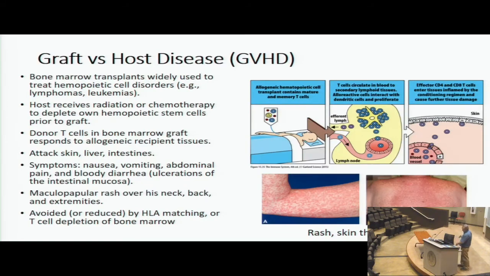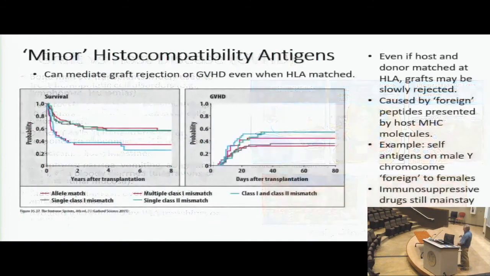Again, of course, we want to try and avoid this by HLA matching, and you can actually deplete T cells from the bone marrow.